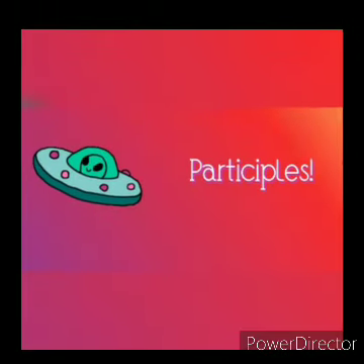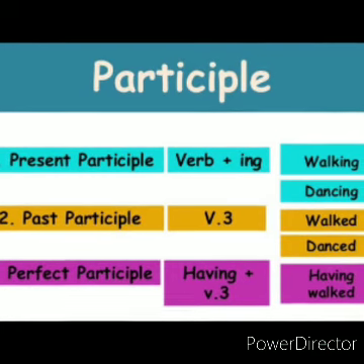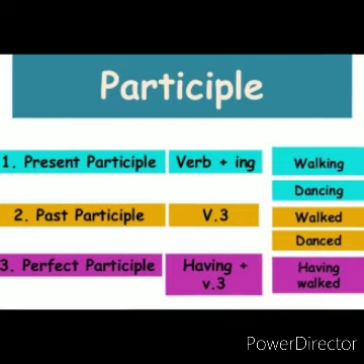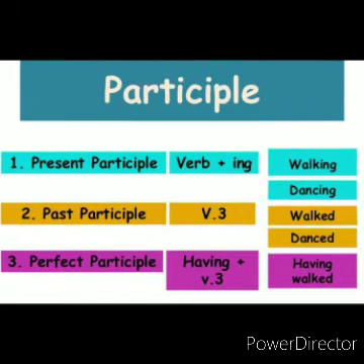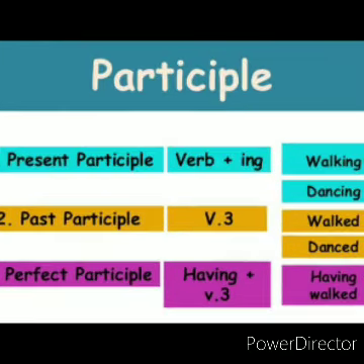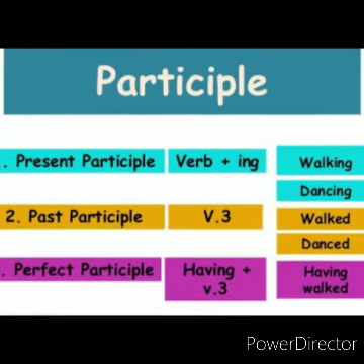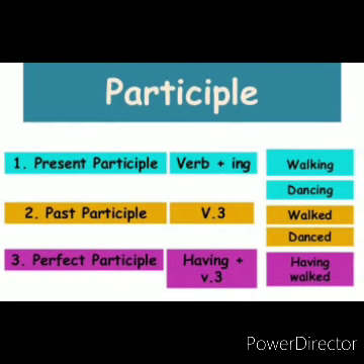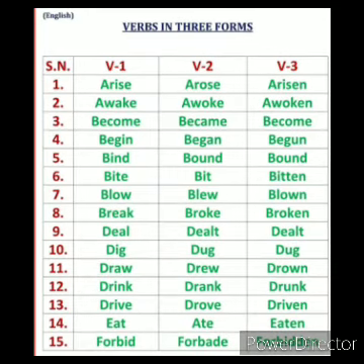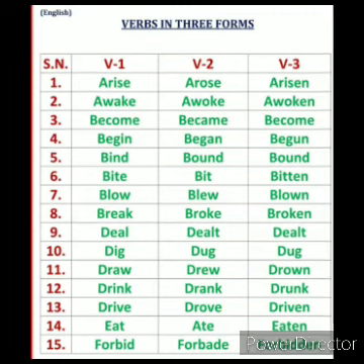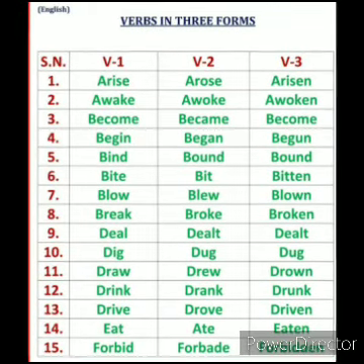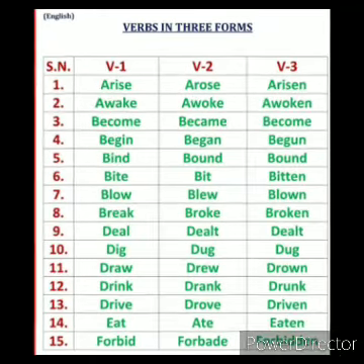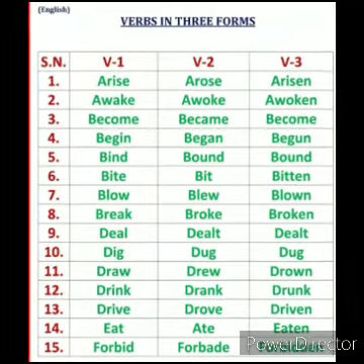Participles. We have present participle formed with verb plus ing, past participle that is the verb 3, perfect participle formed with having plus verb 3. We have 3 forms of verb: verb 1, verb 2 and verb 3. Verb 1 is a present tense, verb 2 is a past tense, and verb 3 is the past participle.